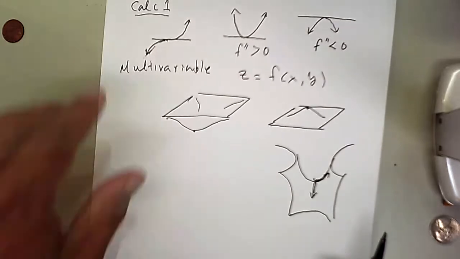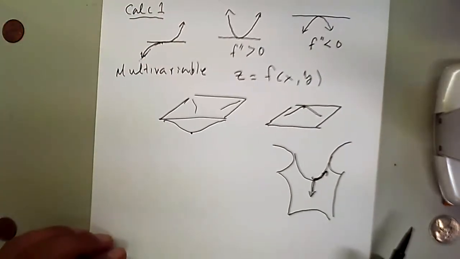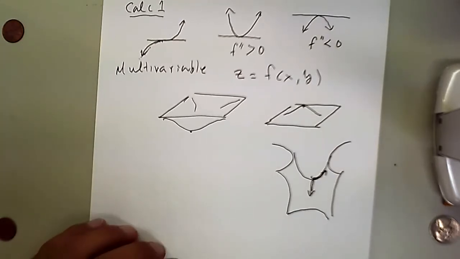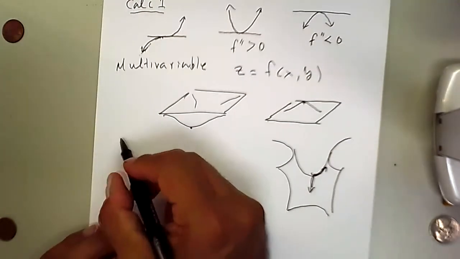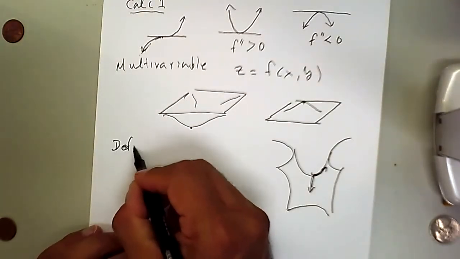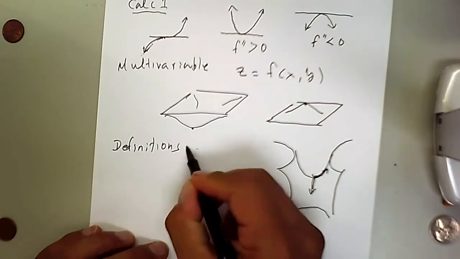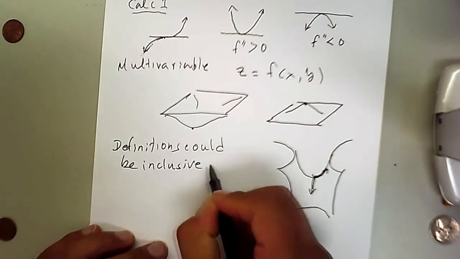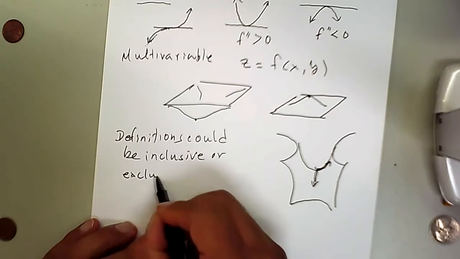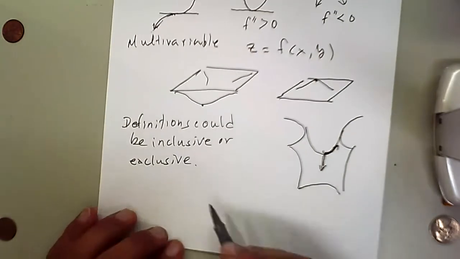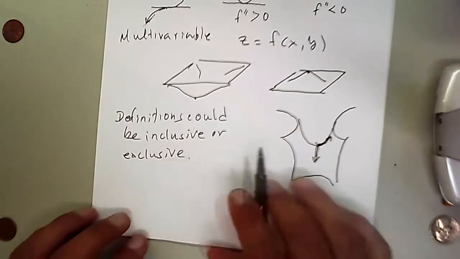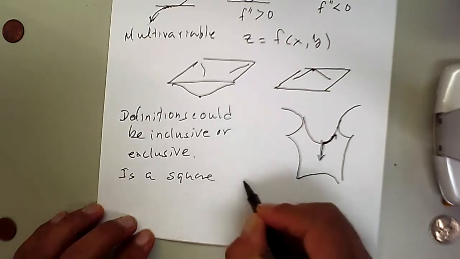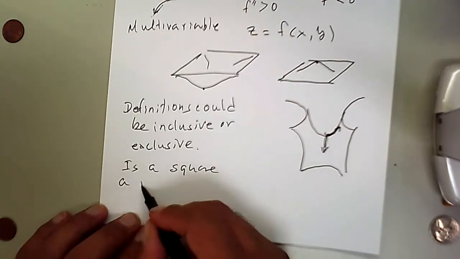Now, we have definitions that are exclusive or inclusive for maximums and minimums. Let me talk about that for a moment. So definitions could be inclusive or exclusive. So for instance, the typical example I provide with definitions is a geometry question, a rectangle.